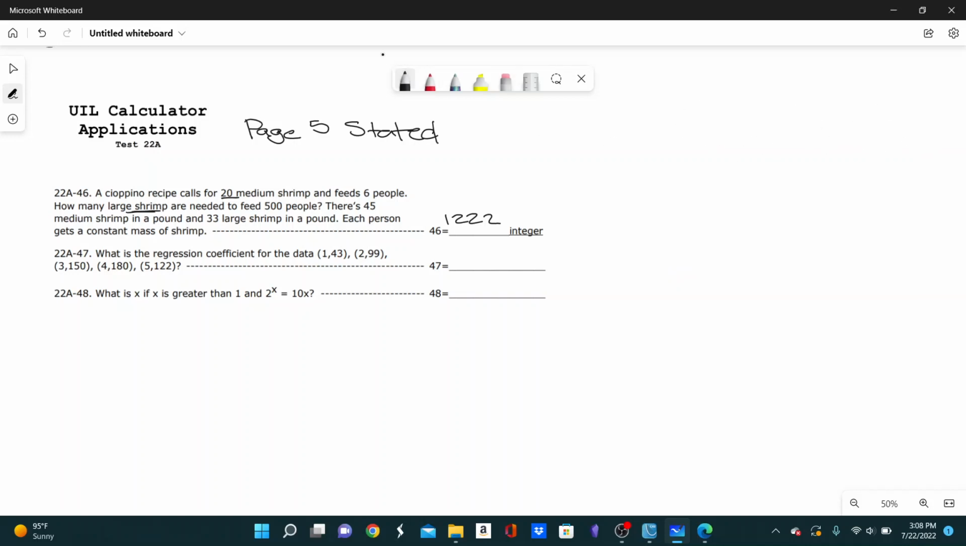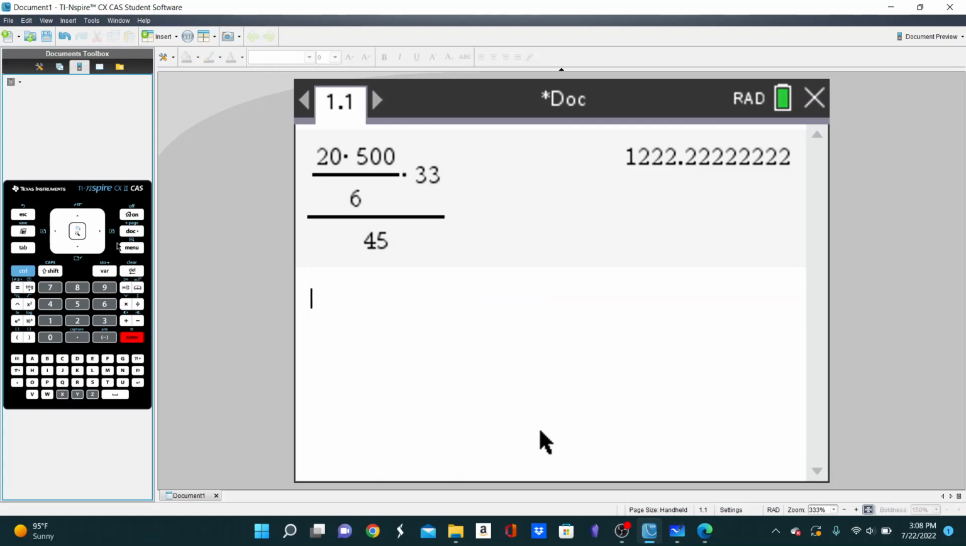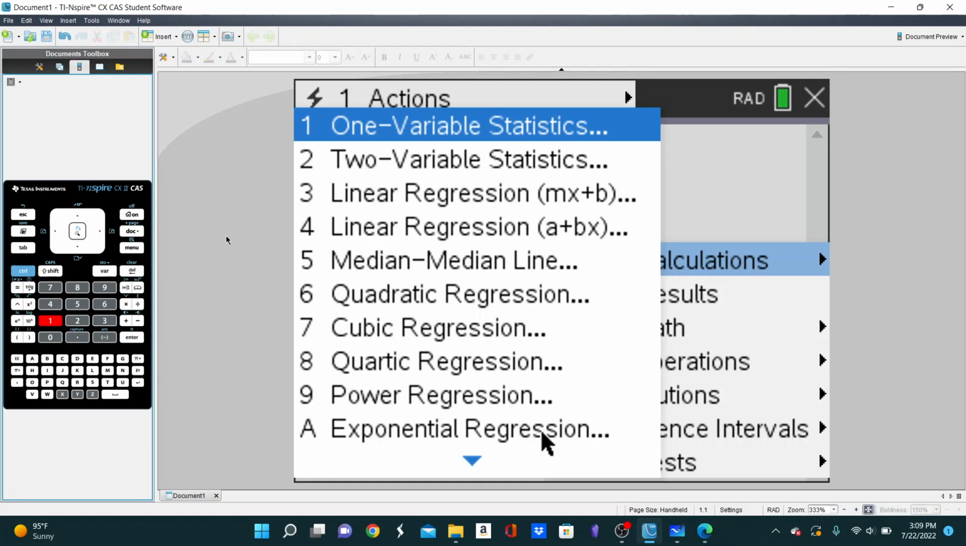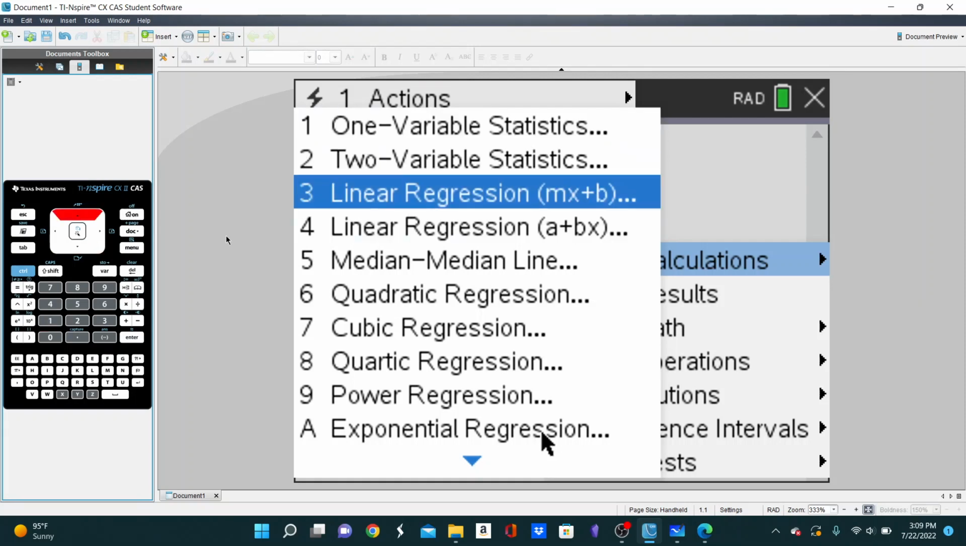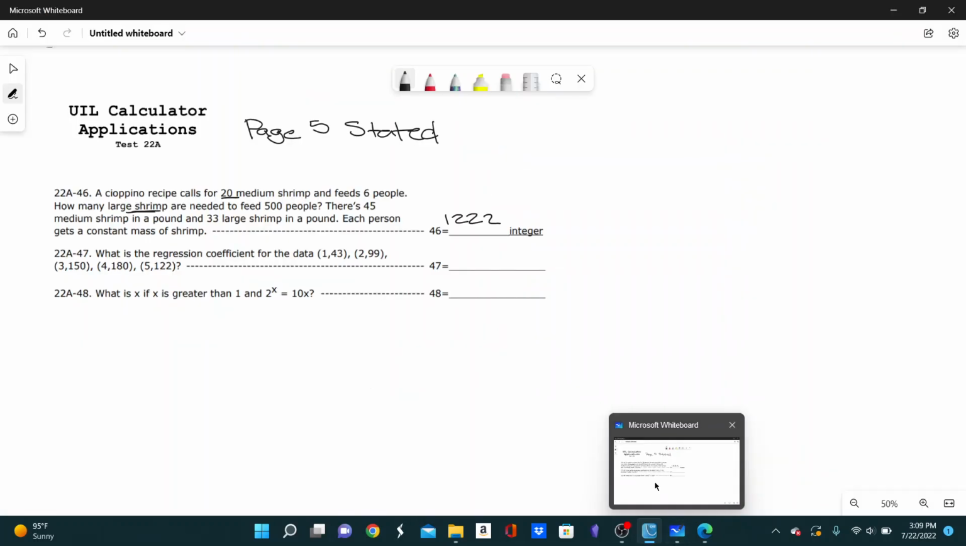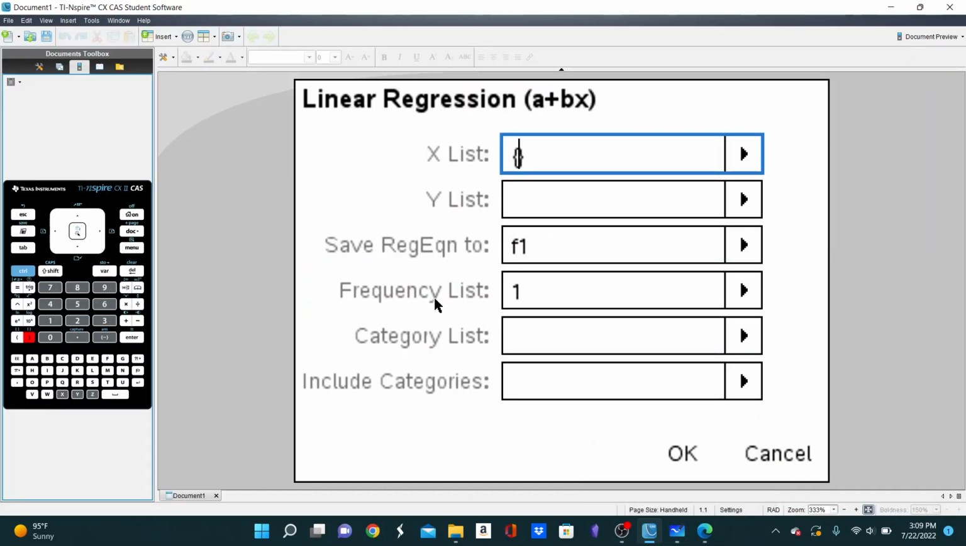Let's see, what is the regression coefficient for the data 1, 43, 2, 99, 3, 150, 4, 180, and 5, 122? So this is pretty straightforward. On the Inspire, what you can do is go to Menu, 6, Stat Calculations, and then Linear Regression, either 3 or 4, doesn't matter. And then you just type in your X list and Y list. So for our X list, this has to be in the curly braces, by the way. Our X list just looks like 1, 2, 3, 4, 5.